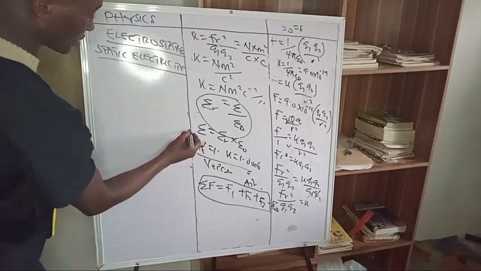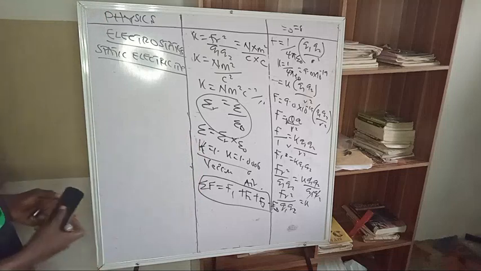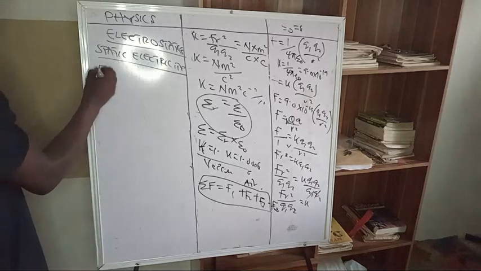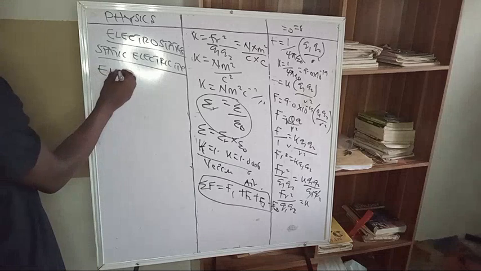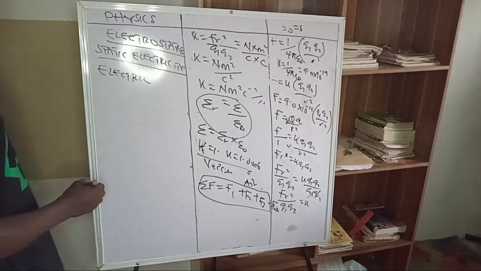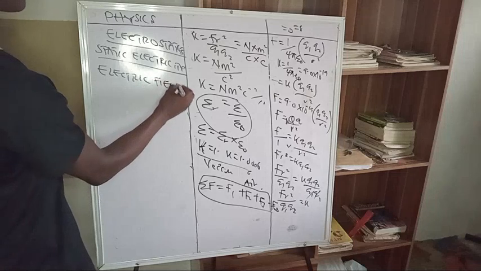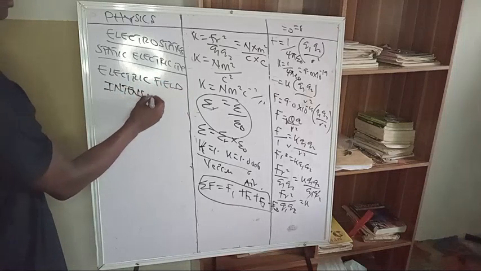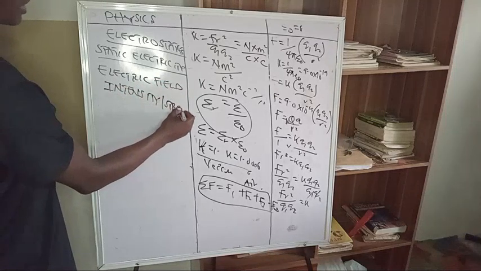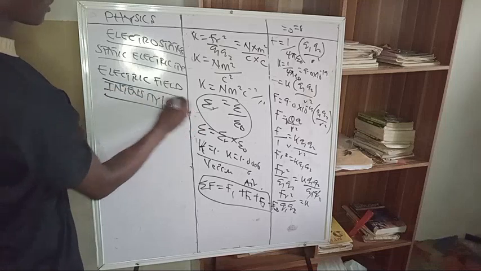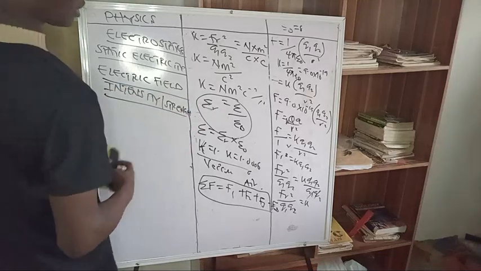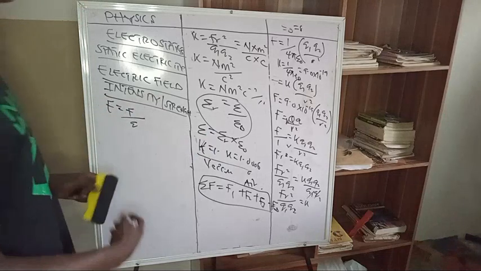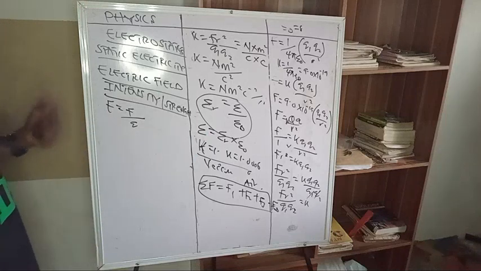Alright, so now let's look at something right here. When you are talking about electric field intensity, in the previous video I gave three different formulas for it. The other name for electric field intensity is electric field strength. The first formula of electric field intensity is given as E is equal to F over charge. That is the actual formula of electric field intensity. So electric field intensity is defined as force per unit charge.